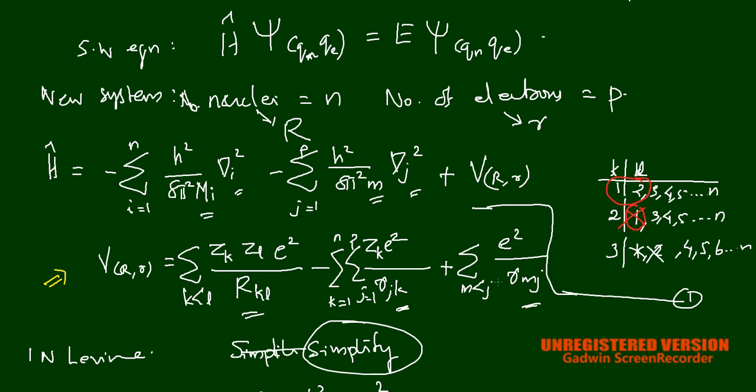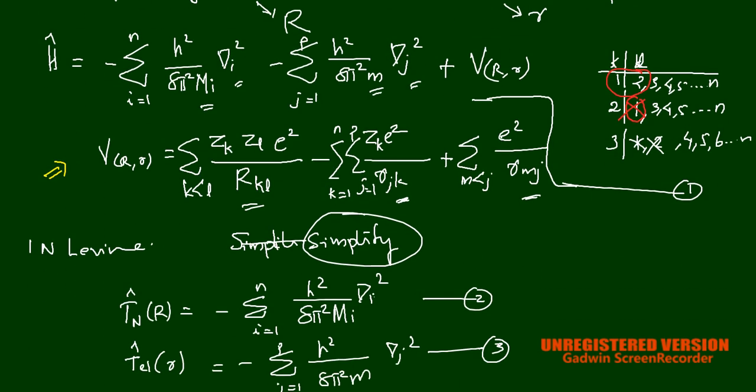The first term in VRR is the potential energy operator for the nucleus repulsion, and the second term is the potential energy operator for the electron nucleus attraction, and the third term is the potential energy operator for the electron repulsion. Okay, so now we have an idea about the Hamiltonian for this big system.